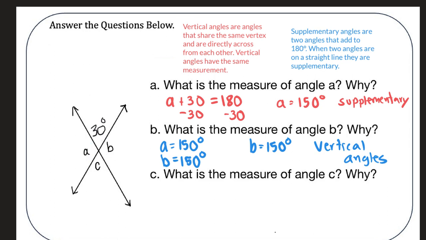And the last thing for finding angle C, you can actually use any of the things we just talked about here, but the easiest one is just using vertical angles. We have that 30 degrees and the C is, since they are vertical angles, then we know C is 30 degrees. So that is because of vertical angles. So there we go.